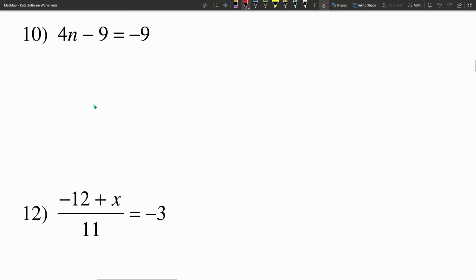For number 10, 4n minus 9 equals negative 9. What's nice about this problem is, look at this.